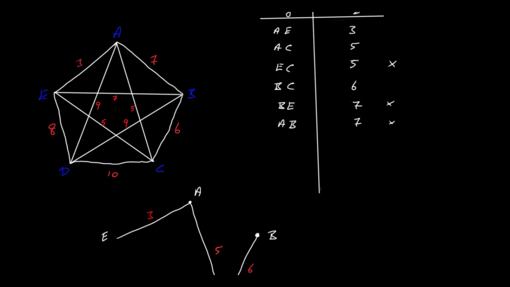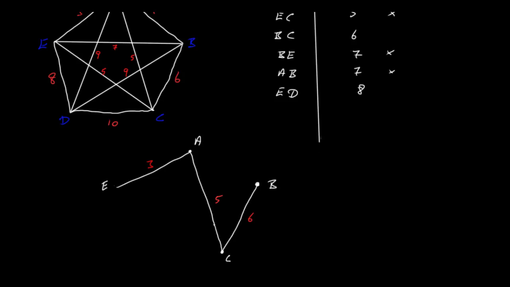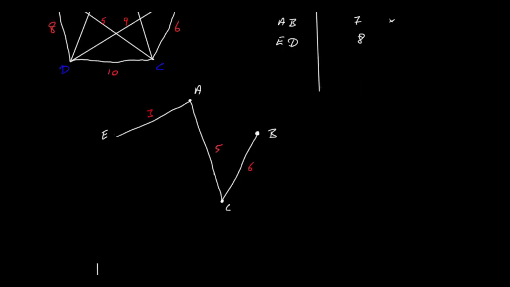And the next one is ED. So ED has a weight, we can see here, of 8. Now that will not cause a cycle, so I'm going to use that. So that has a weight of 8. So let's just draw that in here. So I'm going to go from here down to here. This is D, and it has a weight of 8. Now we have all the vertices at this stage, so effectively we're finished.